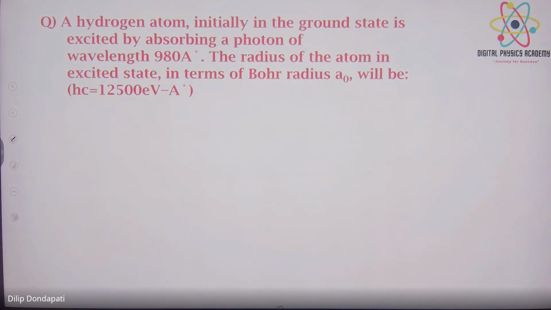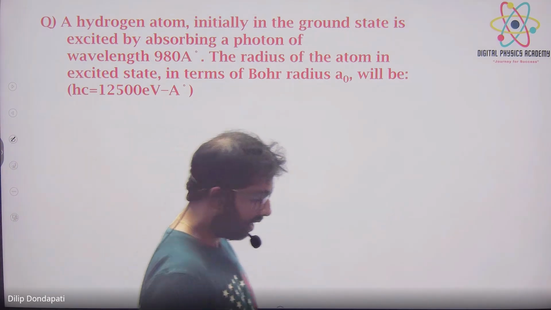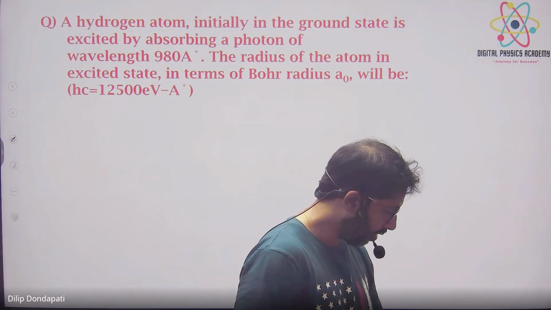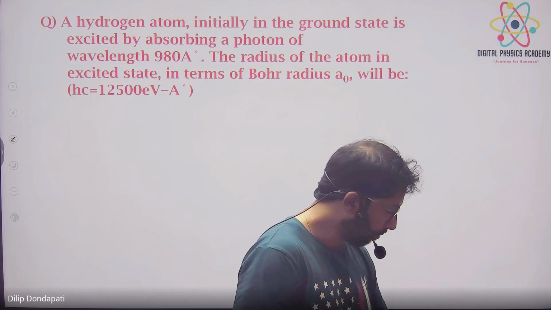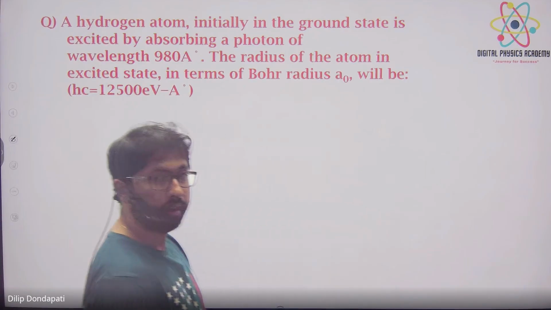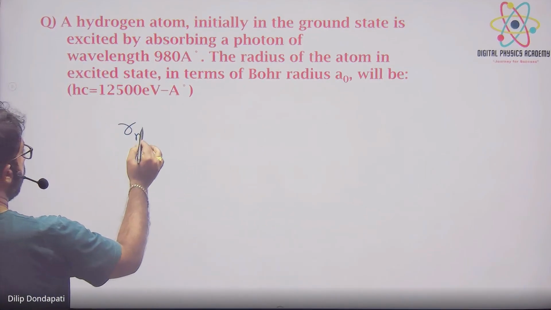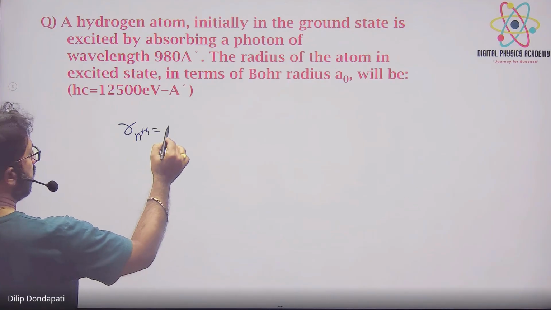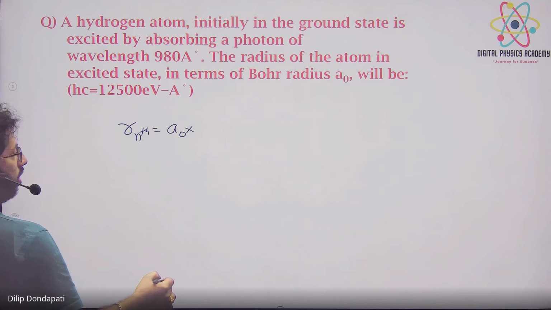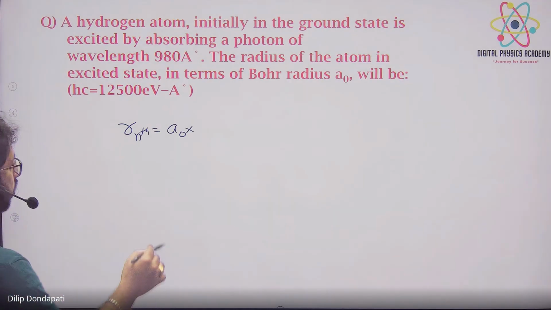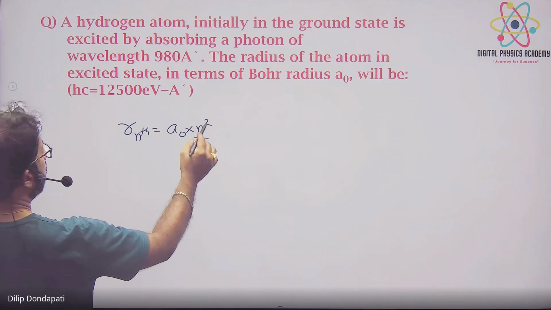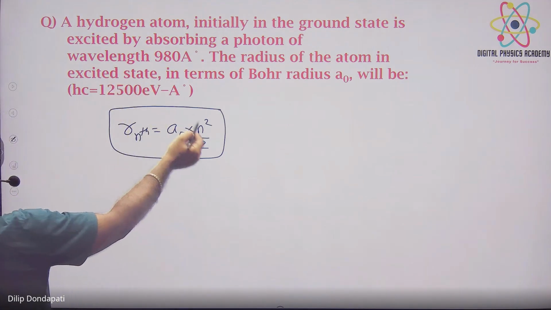A hydrogen atom, initially in the ground state, is excited by absorbing a photon of wavelength 980 angstroms. The radius of the orbit of the excited state, in terms of Bohr radius a0, is asked. What is the radius of the atom in terms of Bohr radius? 0.529 is nothing but the Bohr radius a0, times n square by Z. For hydrogen, the atomic number Z is 1, and the ground state is n equals 1.